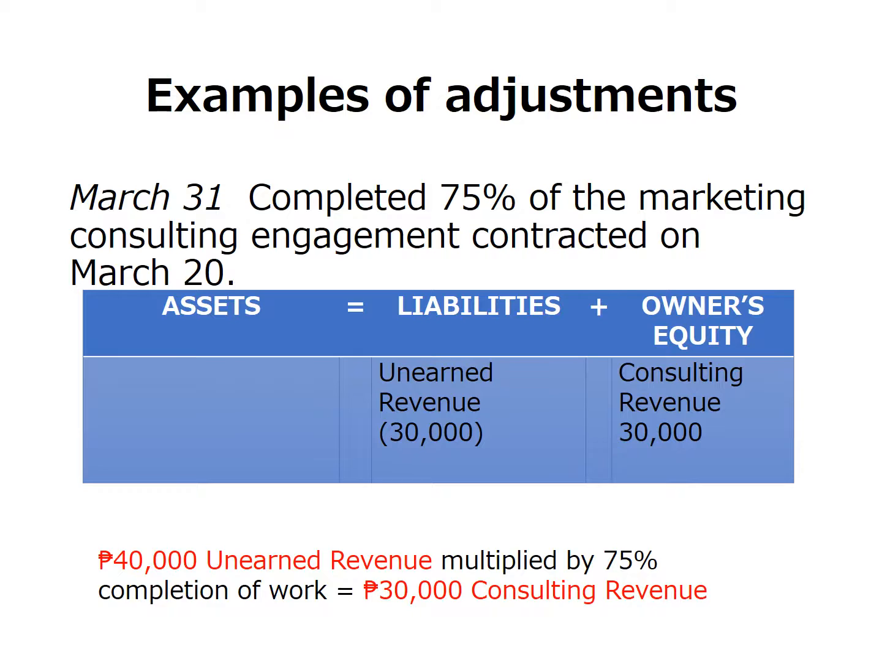Consulting revenue increased with a corresponding increase in owner's equity. Again, unearned revenue decreased by 30,000 pesos because 75% of the original 40,000 pesos has already been completed. So it's no longer a liability. Consulting revenue increased by 30,000 pesos with a corresponding increase in owner's equity for 30,000 pesos.